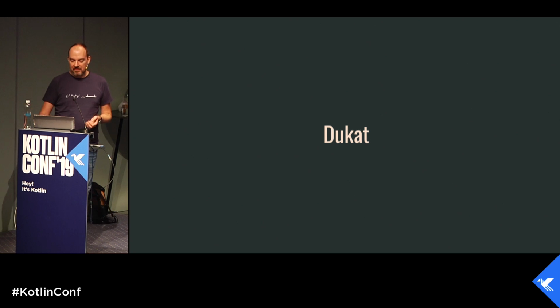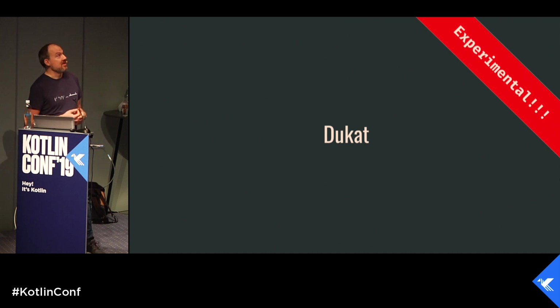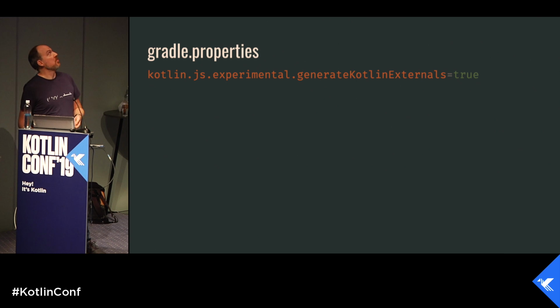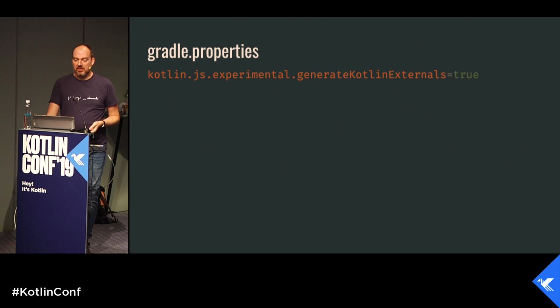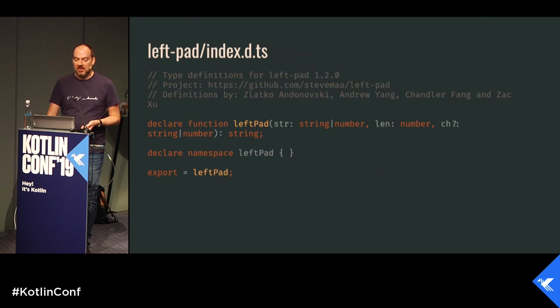Now, something new that came very recently to Kotlin.js is called Dukat. It's experimental. I don't mean it's very experimental, so this is definitely not ready for production use. You enable it by opening your Gradle properties file and saying generate Kotlin extensions true. What this one will do is add a task to your Gradle called generate externals. And that's basically what it does.